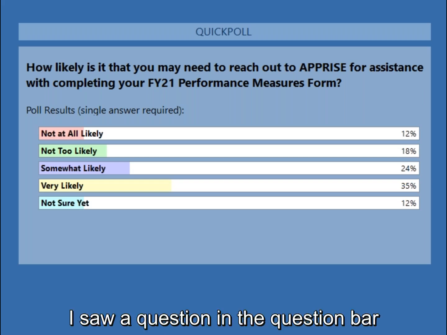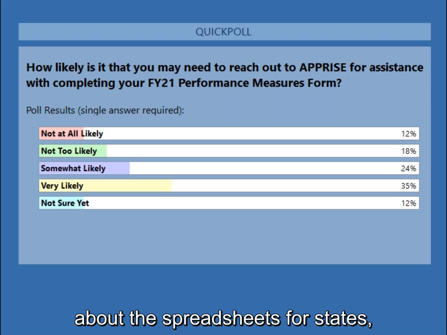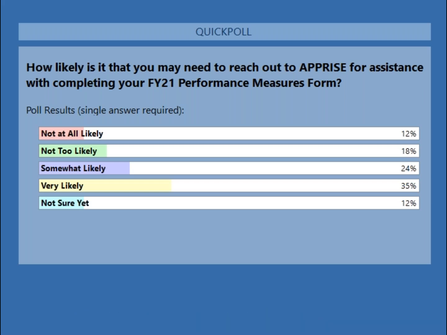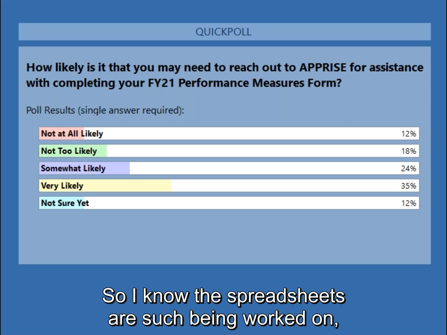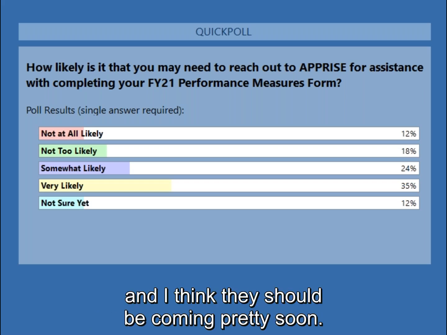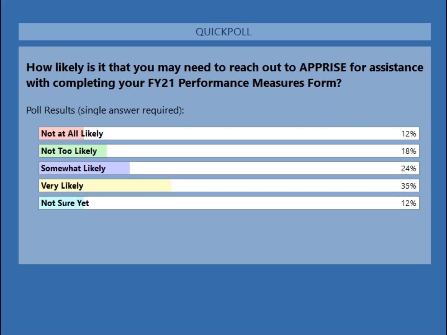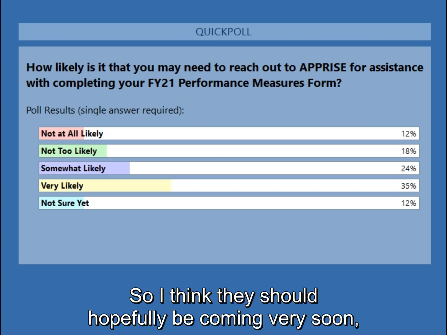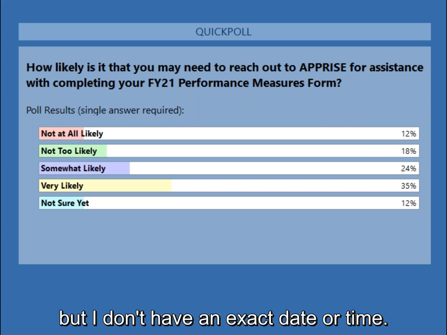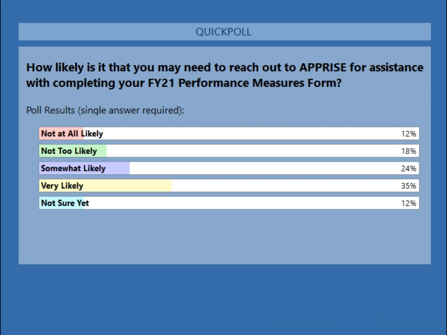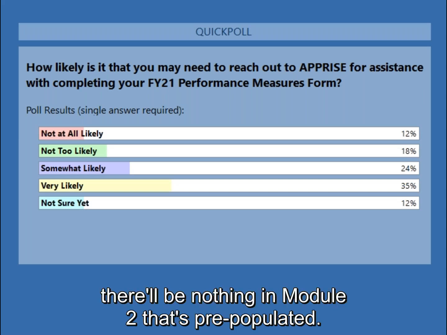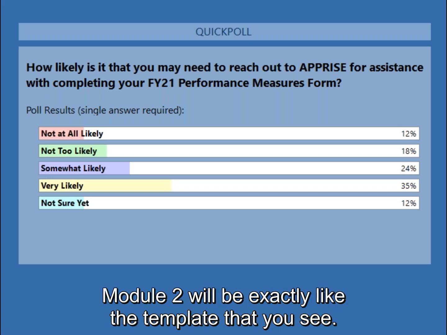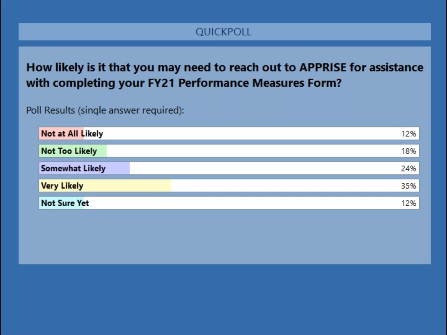I saw a question in the question bar about the spreadsheets for states and when those would be coming. So I know the spreadsheets are being worked on, and I think they should be coming pretty soon. They're expecting to hear back from OMB very soon as well. So I think they should hopefully be coming very soon, but I don't have an exact date or time. In terms of Module 2, though, there'll be nothing in Module 2 that's pre-populated. Module 2 will be exactly like the template that you see.